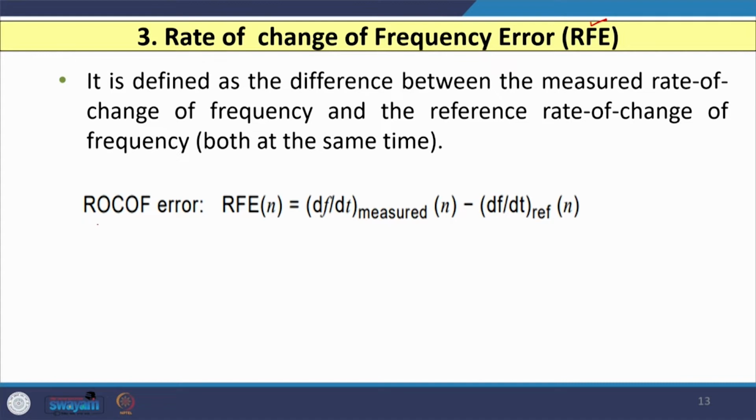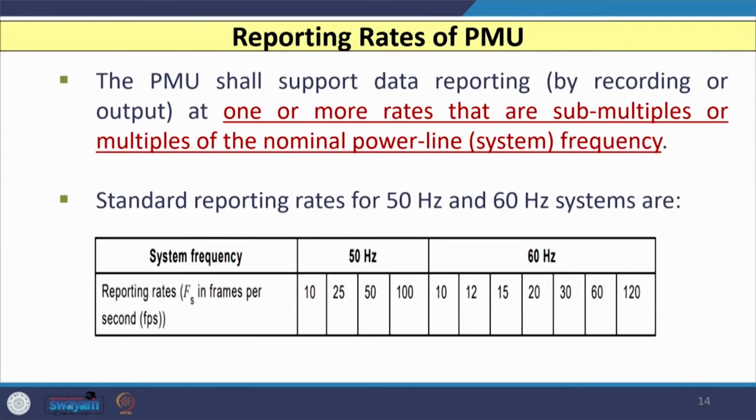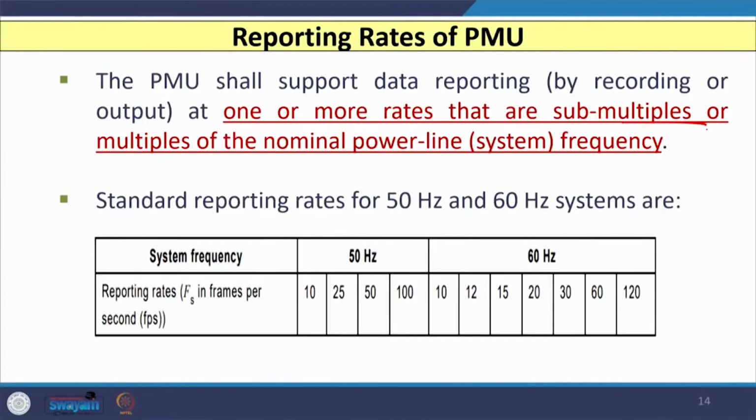So, mathematically, the error in ROCOF, that is RFE, at a particular sample number is given by df/dt measured value at that sample number minus the reference value of df/dt at the same sample number. Now, with these errors, if I consider the reporting rates of phasor measurement units, then all the PMUs shall support data reporting rate. This is applicable for both recording as well as output at one or more rates that are either multiples or submultiples of the fundamental frequency.